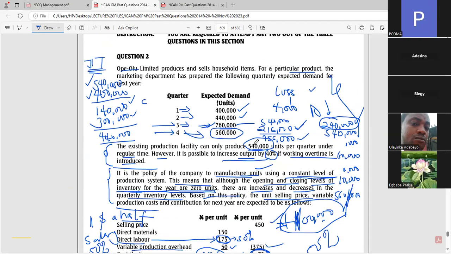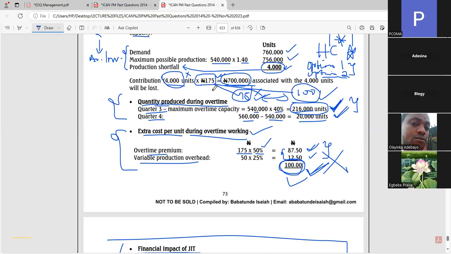Although we needed 760 minus 540, we needed 220. But we cannot meet the 220 because we can only expand by 40%. So that 220 times 40% is 88. Don't worry, you don't need this. All right, let's just continue.